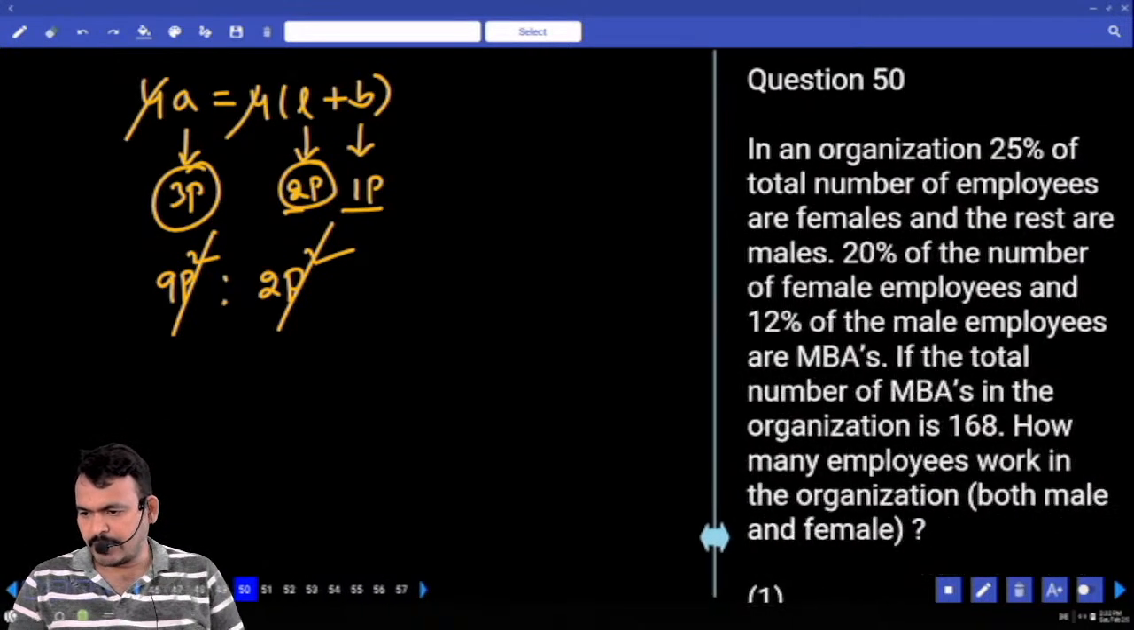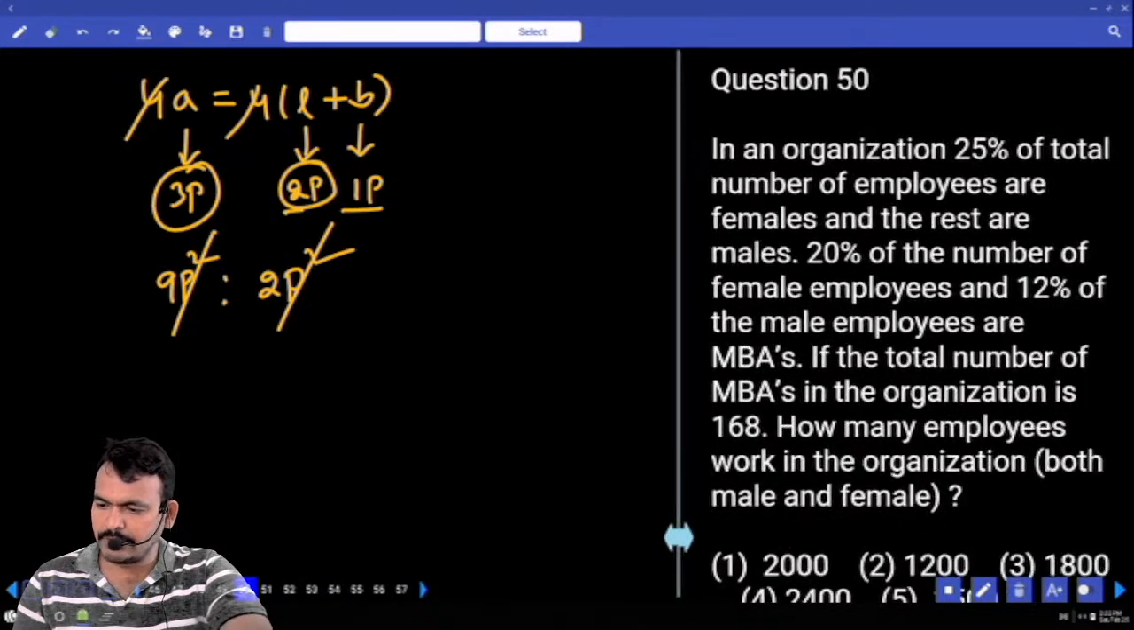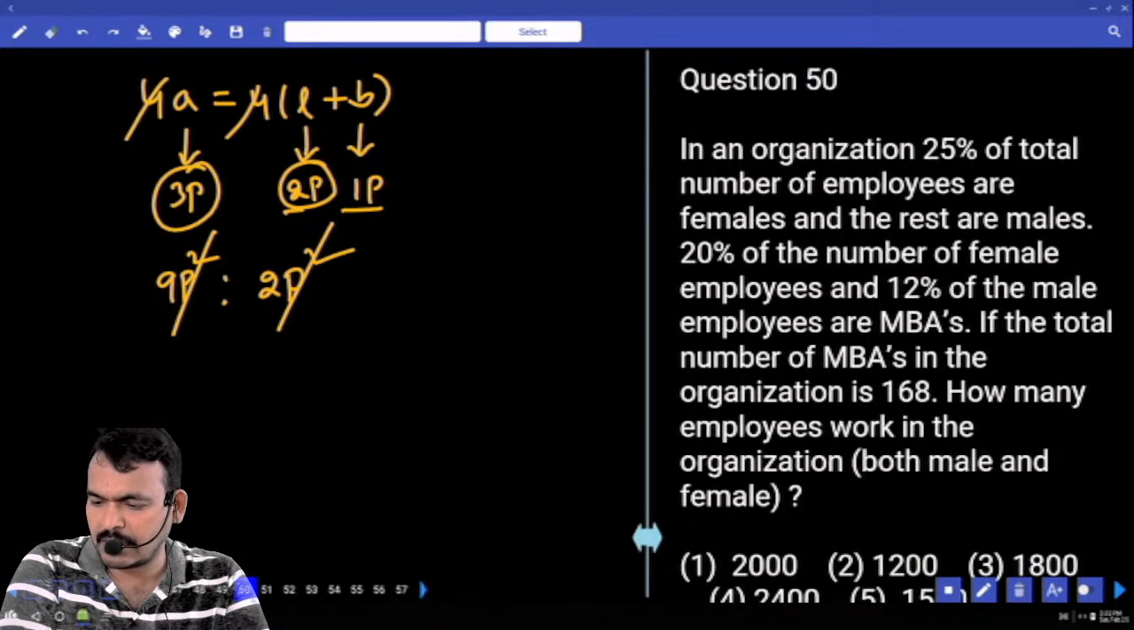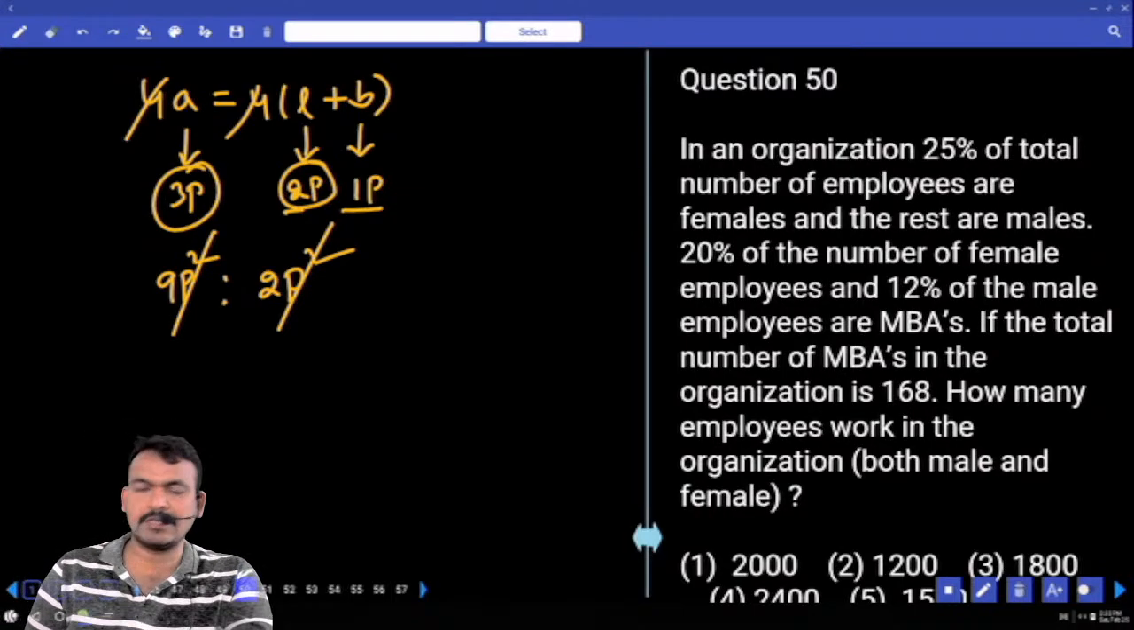Next question number 50. In an organization, 25% of the total number of employees are females, and the rest are males. If 20% of the female employees and 12% of male employees are MBA, and the total number of MBA in the organization is 168, how many employees work in the organization?